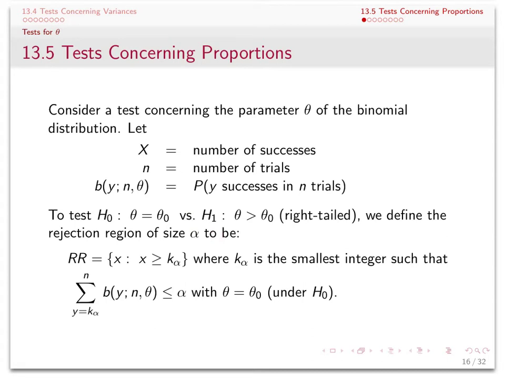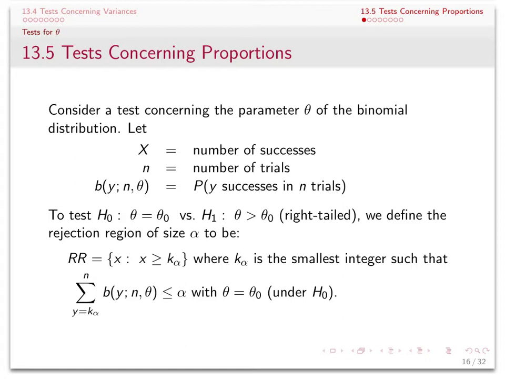In this case, we'll define the rejection region of size alpha to be the following. It's going to be the set of x values where x is greater than or equal to some k alpha, where this k alpha value is going to be the smallest integer such that if we look at the sum where y goes from k alpha to n of those binomial probabilities, the sum of those probabilities has to be less than or equal to alpha. And here, when we're computing those probabilities, we'll be using theta equal to theta naught, which is our assumed value for theta under the null hypothesis. So again, this is just how we construct our rejection region for the right-tailed test.